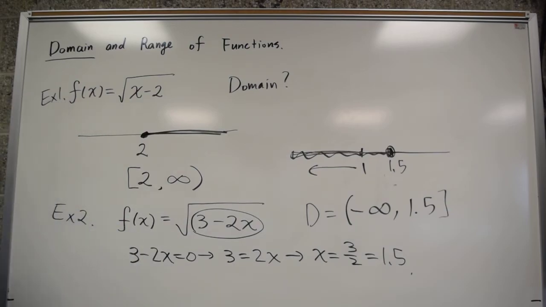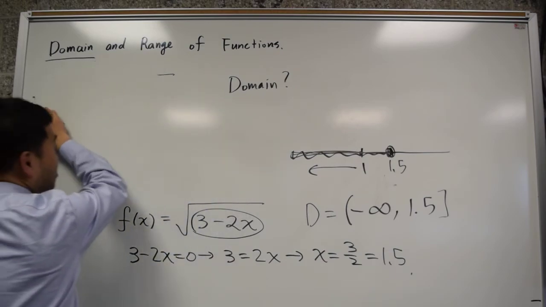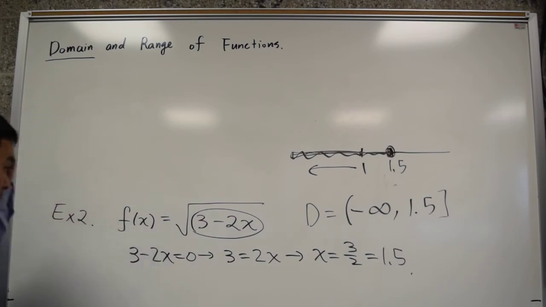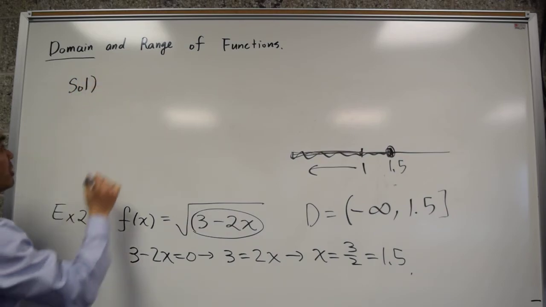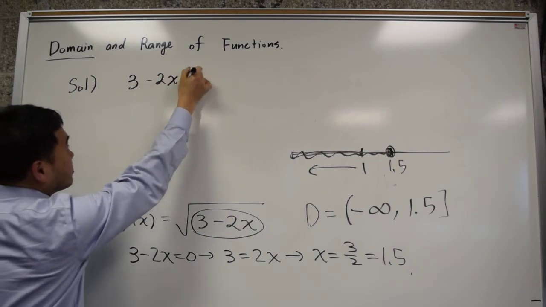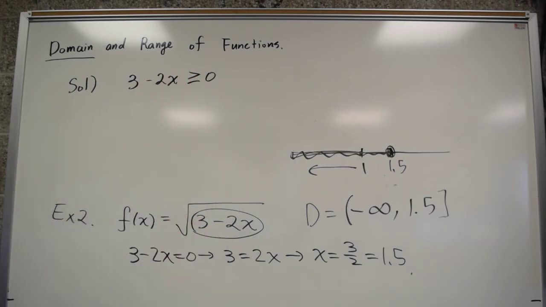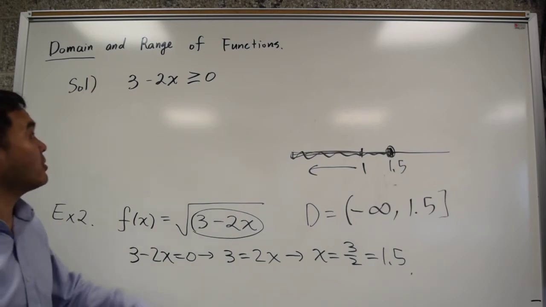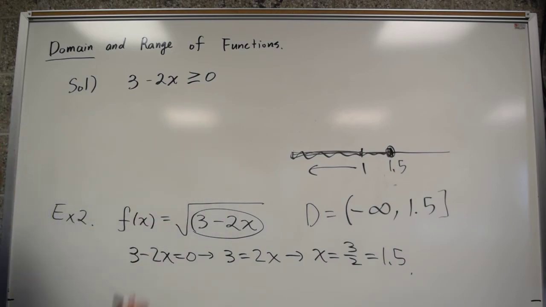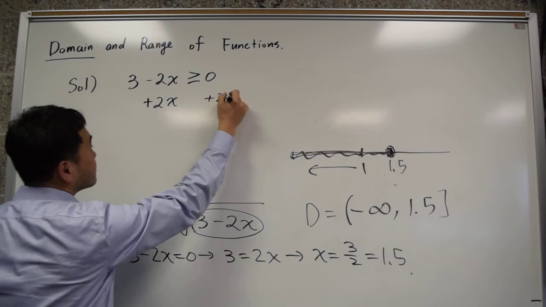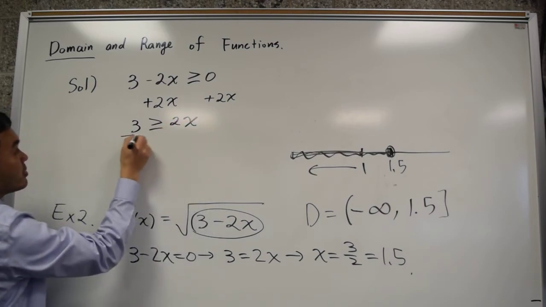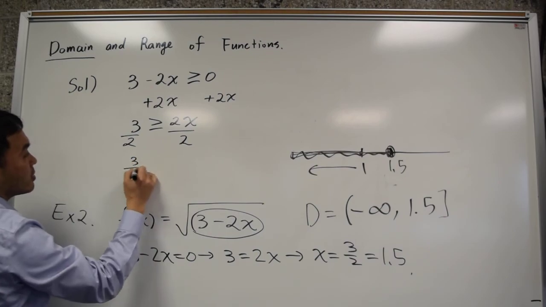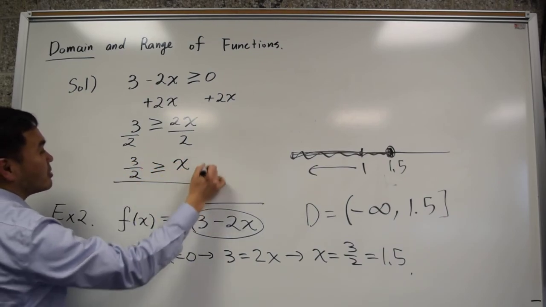Now, we just figured this answer out by trial and error, right? So it's probably better if we can come up with a more systematic solution. So let me give you a systematic solution. Here's what we should do. We need that 3 minus 2x is greater or equal to 0 because it's inside the square root. Anything inside the square root cannot be negative. It could be 0 or greater. Now I can add 2x to both sides, and I get 3 greater or equal to 2x. Now I can divide both sides by 2, and I get 3 over 2 greater or equal to x. So that's the condition.